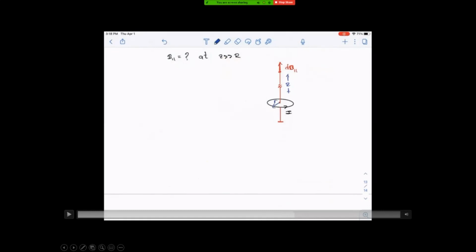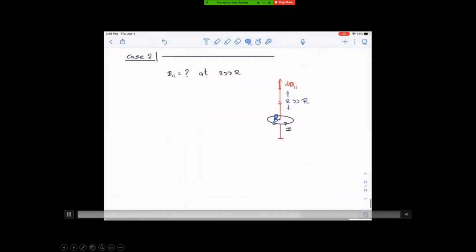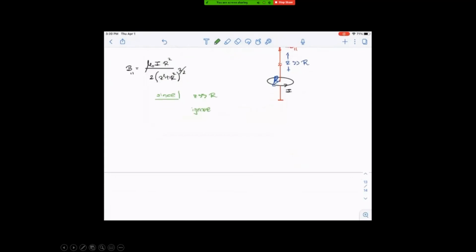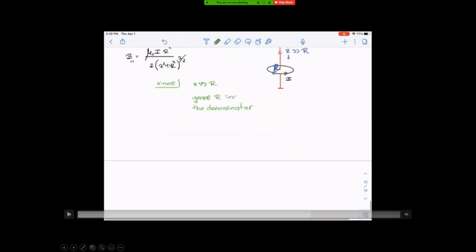This Z is going to be much larger than the radius that you're looking at, capital R. So what would happen to the magnetic field at that point? This is where I'm going to use the magnetic dipole moment expression, because this thing is going to act like a magnetic dipole.